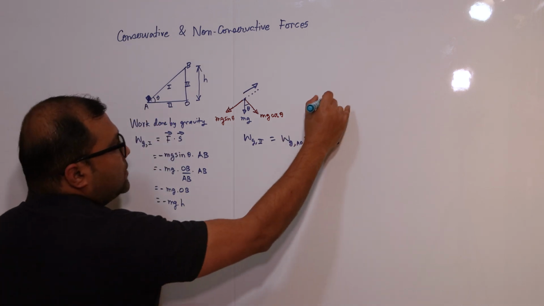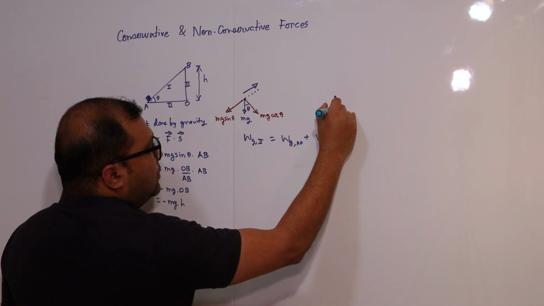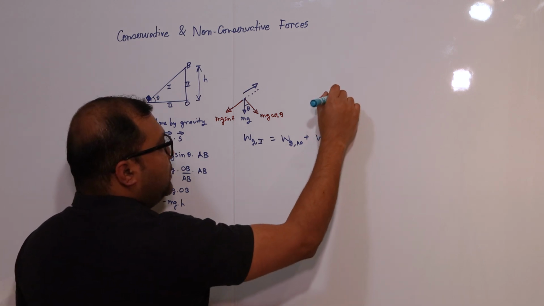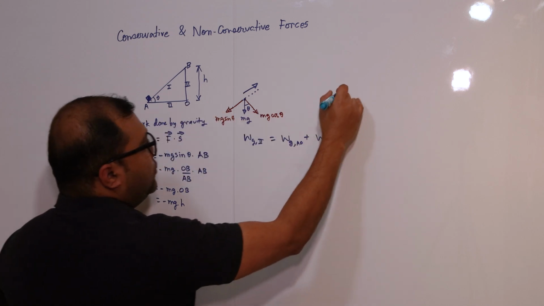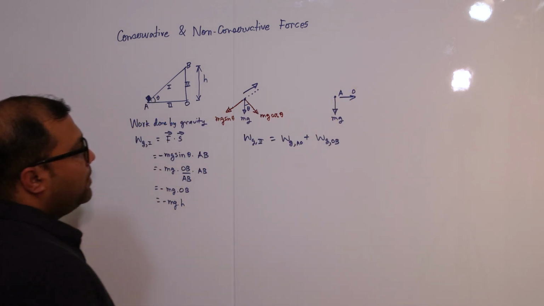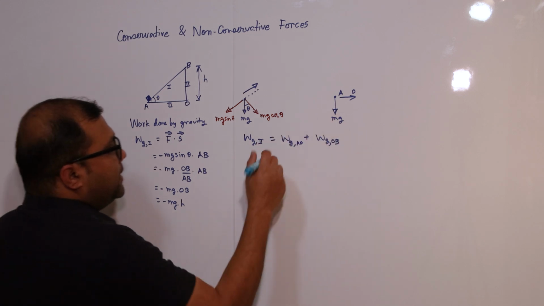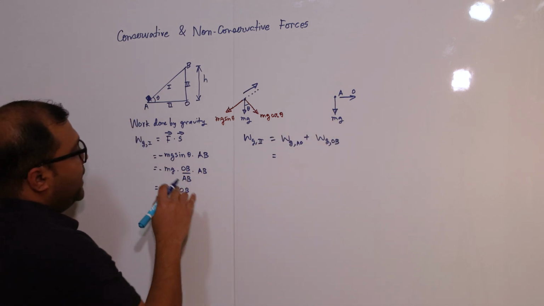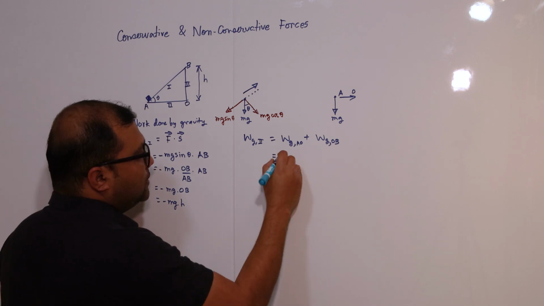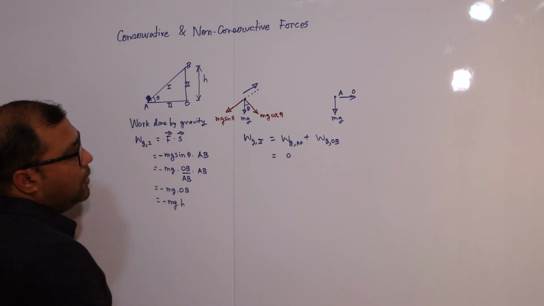Now in this case, the gravity force is this way, but displacement from A to O is this way. So that makes a 90 degree. So cos 90, because it is Fs cos theta, cos 90 is 0, so this is 0.